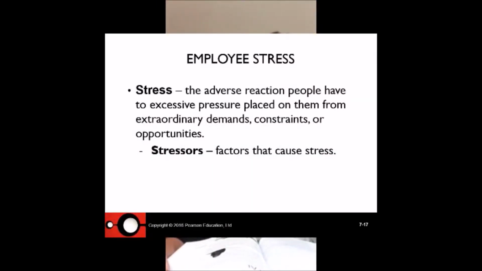Let's talk about stress. Stress is the adverse reaction people have to excessive pressure placed on them from demands, constraints, or opportunities. Stress isn't always bad, although it is often discussed in a negative context. Stress can be positive, especially when it offers a potential gain. Stress can be caused by personal factors and by job-related factors called stressors.